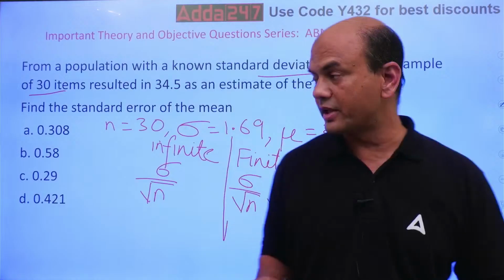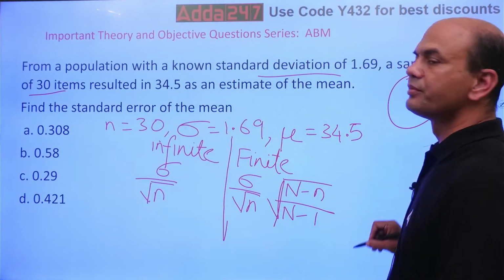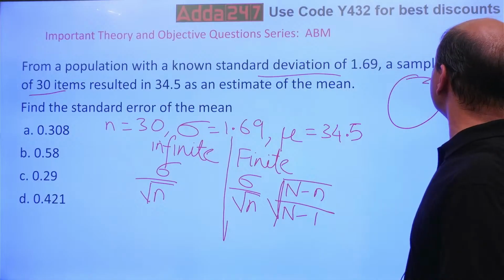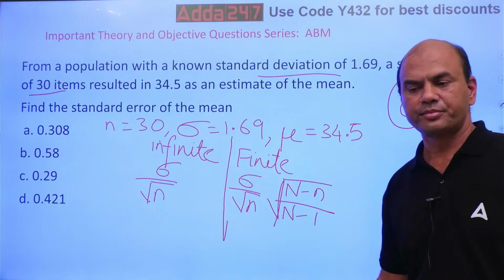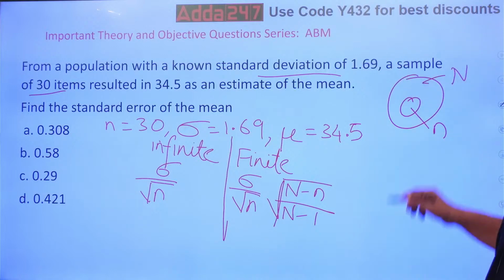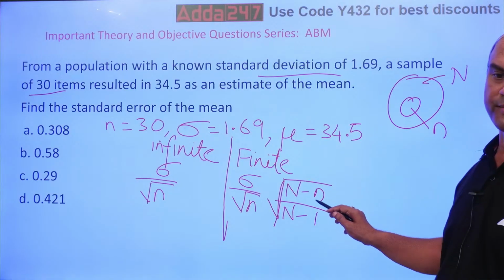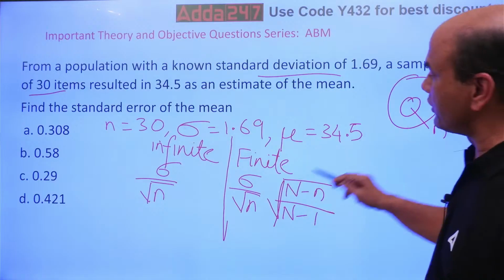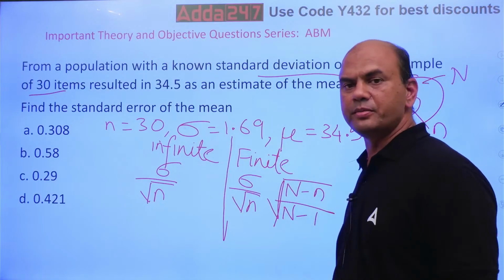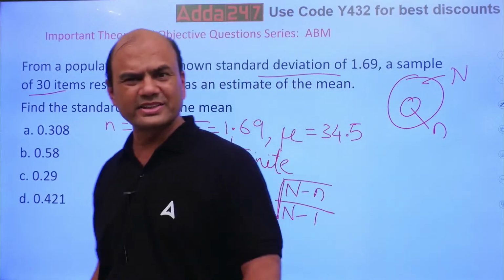If in the exam they give you this capital N, meaning the population size, and this is small n, then you have to use this formula. If in the exam they don't give you this capital N, then you have to use this infinite population formula. Now use it, it's very simple.